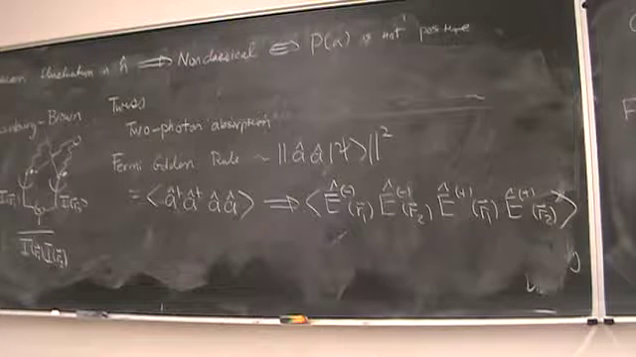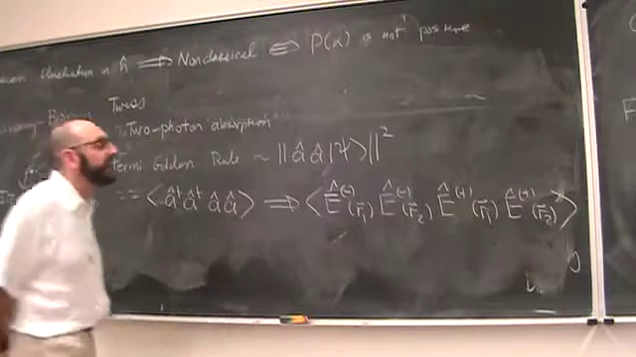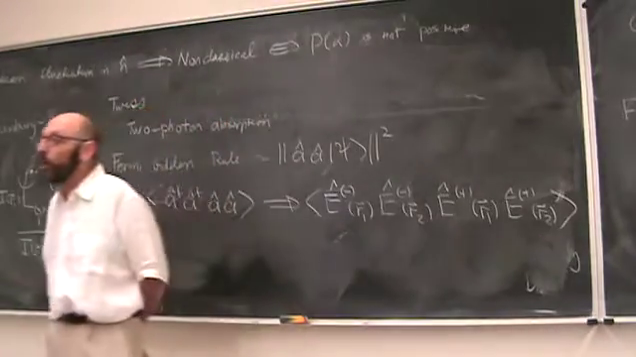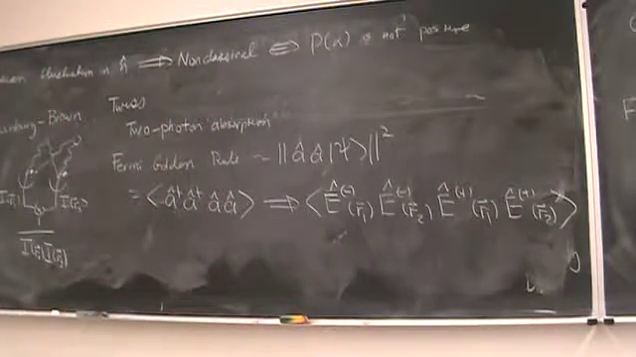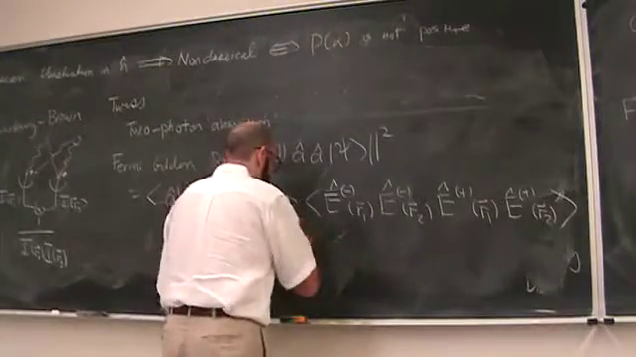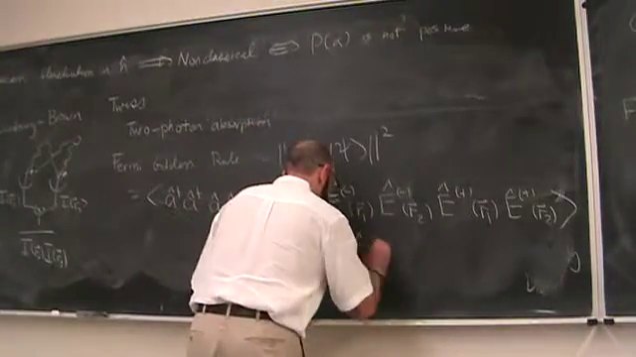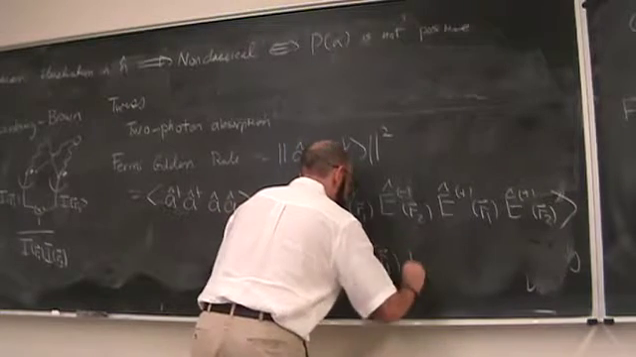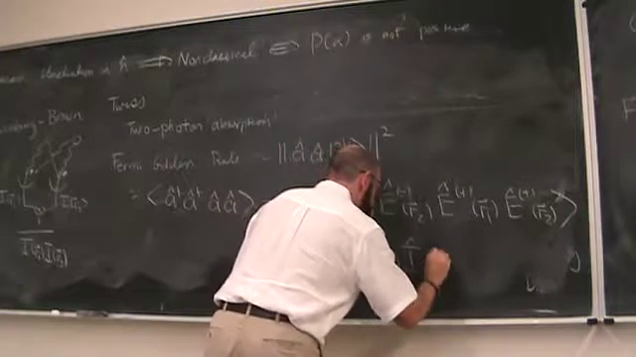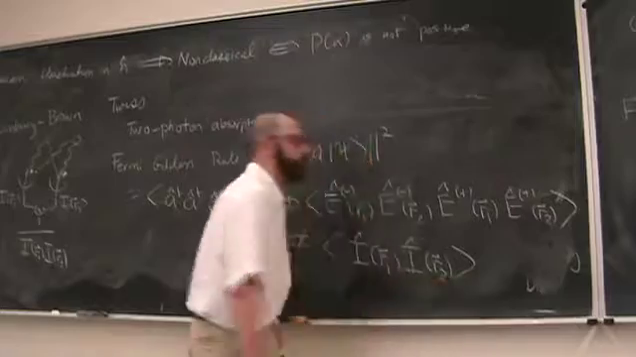Now this is not the same thing as the intensity at r1 operator times the intensity at r2. Why?